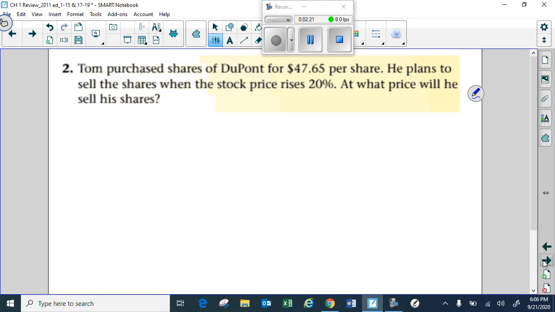All right, number 2. Tom purchased shares of DuPont for $47.65 per share. He plans to sell the shares when the stock price rises 20%. At what price will he sell the shares? Well, right now, it's worth $47.65. We want it to go up 20%. This is 1x, so if I add 20% to that, that's 1.2x. Okay, so 1.2 times 47.65.